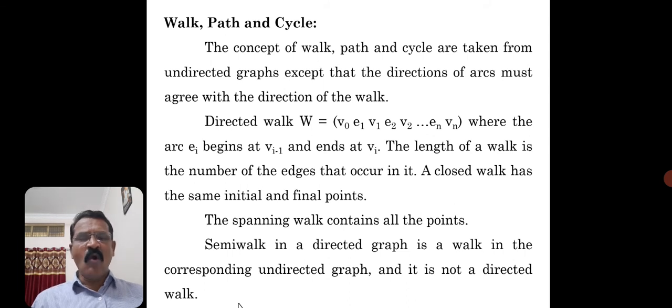The spanning walk, spanning subgraph. If you recall, the spanning subgraph of a graph G is a graph whose vertex set is the same as that of the graph G. It implies the vertex set is the same for the graph and the subgraph. So that is called the spanning subgraph. Here also the spanning walk contains all the points, or you can say vertices.